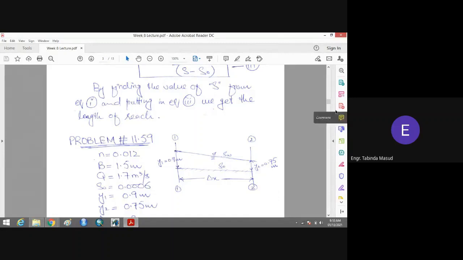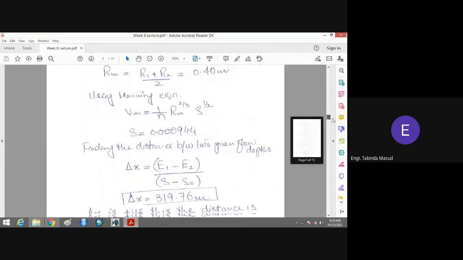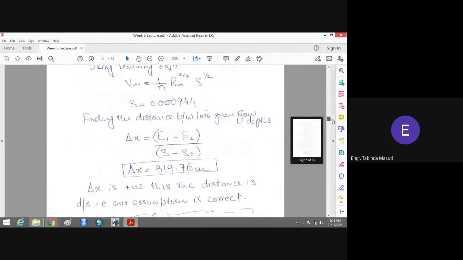And also we have got the positive value for this distance. It means that our assumption is correct.